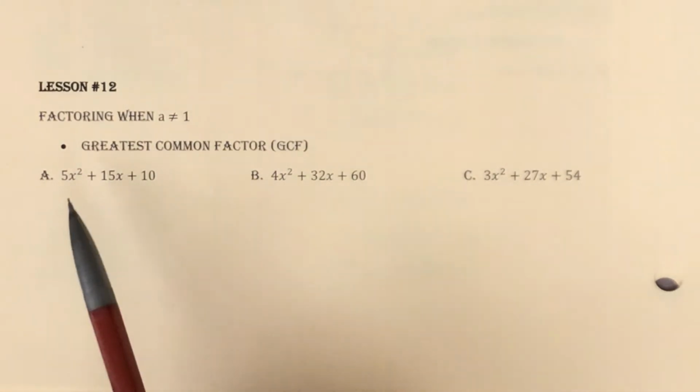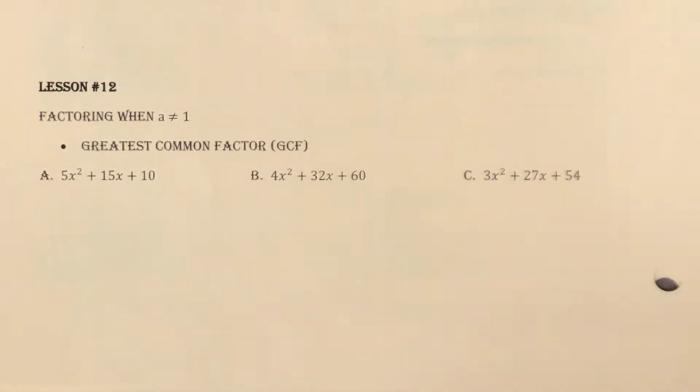Example A, we have 5x squared plus 15x plus 10. According to the AC method, the first thing we need to check for is a greatest common factor. I noticed that all three terms do not have an x, so there's no variable in my greatest common factor. But all of these terms are multiples of 5, so I could pull out a 5. I always want to check if there's a bigger number I could pull out of all three, but I don't see one. So I'm going to factor out the greatest common factor of 5.